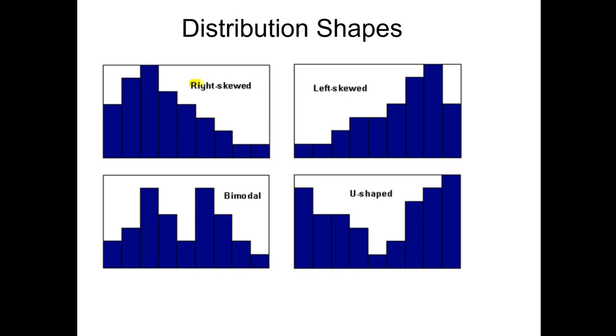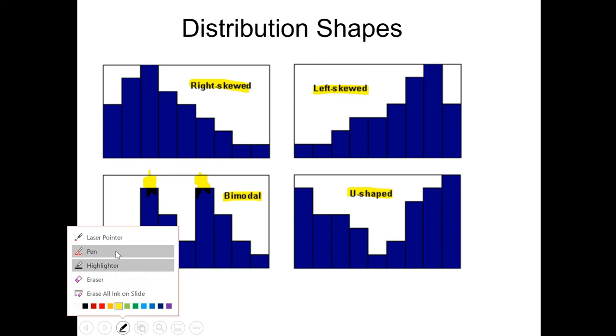We have right skewed and left skewed. And then bimodal, remember mode means occurs the most often. Bi, like a bicycle, means like two. So we have two distinct modes or two categories that are standing out above everything else. And then, of course, the opposite of a bell-shaped would be a U-shaped.